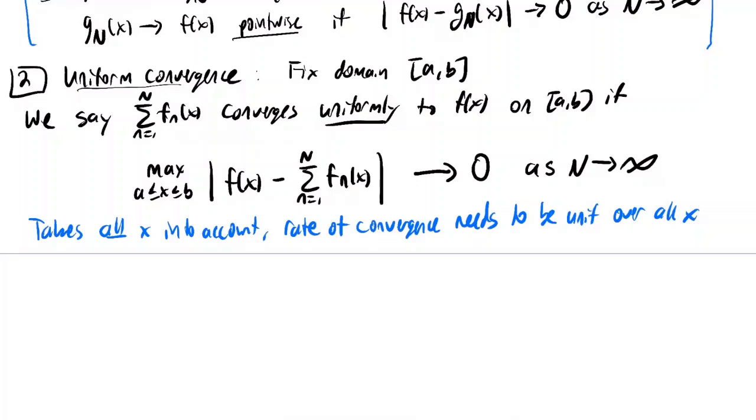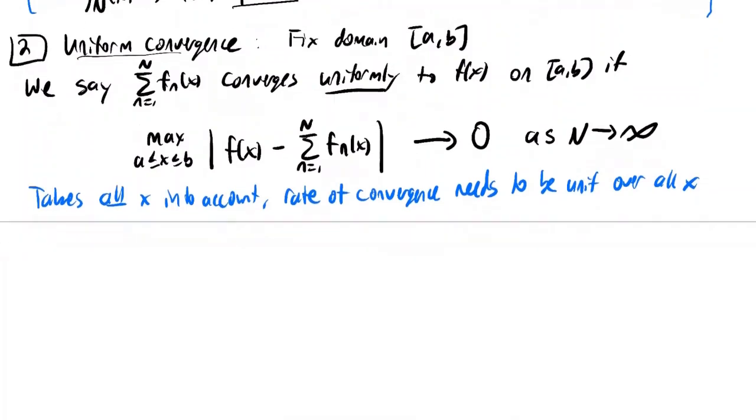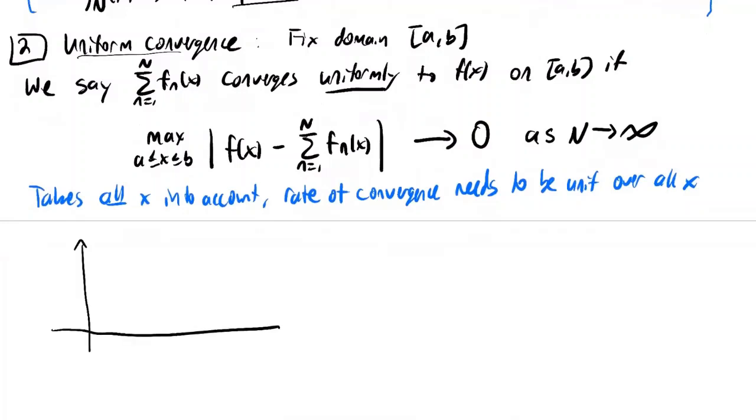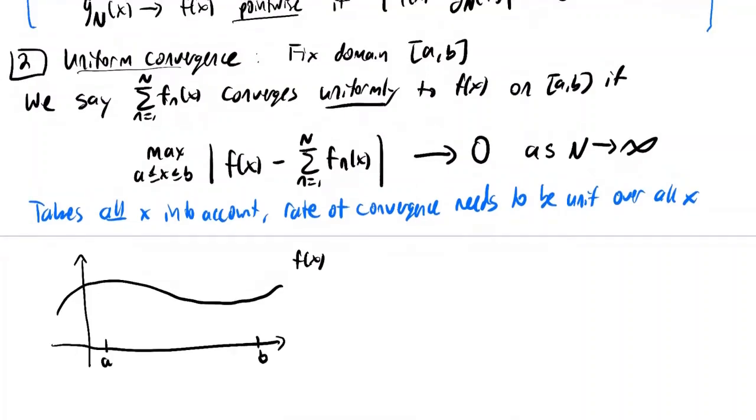Right. So what's a good way to visualize this? Let me draw a sketch of a graph of my function. Let's say this is the graph of my function f of x. Maybe my function does something like this. Let's say this is my point a over here, and this is my point b. Let's look at this formula that we use to define this notion of convergence. If I look at the maximum here, this means that the largest displacement between f and the sum from n equals 1 to N of the fn's has to decrease as N goes to infinity.